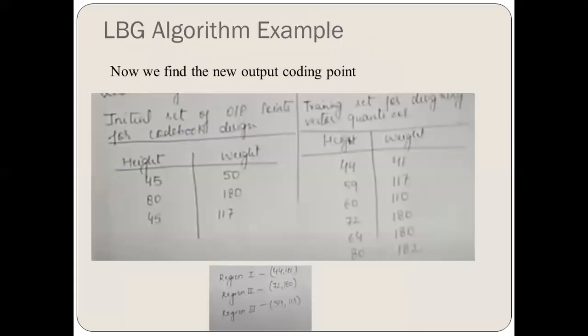Now what we have to do is find the new output coding points. How to find the new output coding points? I've told you how to find them, because this was for the first region. This was for the third region. If you remember, this was also for the third region. B, C, D, and E were for the second region.